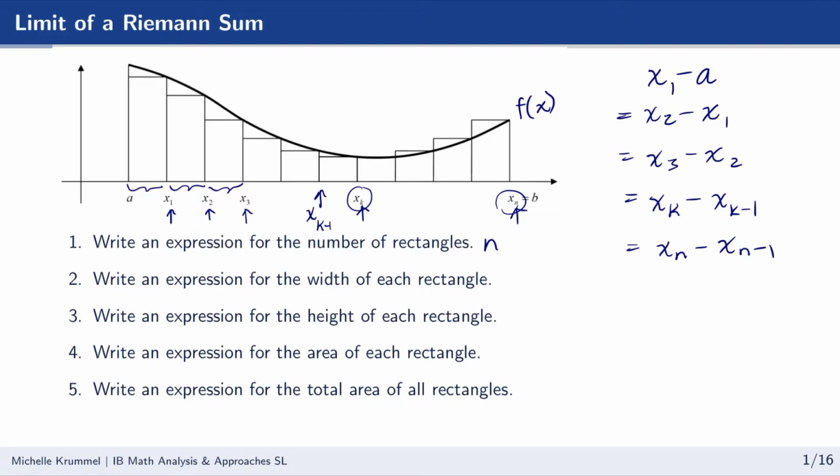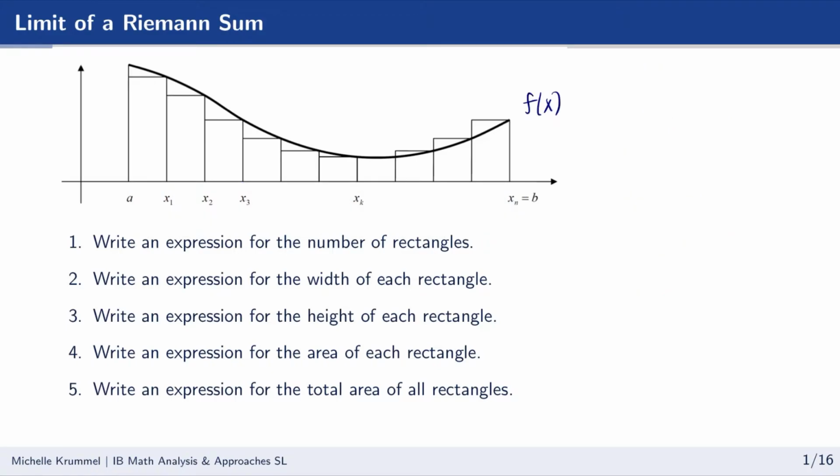These are all equal to each other, and so we can simplify this notation. It doesn't matter which rectangle in particular we're thinking about. We know that the width is always just going to be delta x. We don't need a subscript there because all of the widths are the same. So we have n rectangles, and the width of each rectangle is delta x. Now there's another way that we can express that. If we have n rectangles from A to B, then the width of each rectangle is just b minus a, the width of the entire interval, divided by n, the number of intervals.